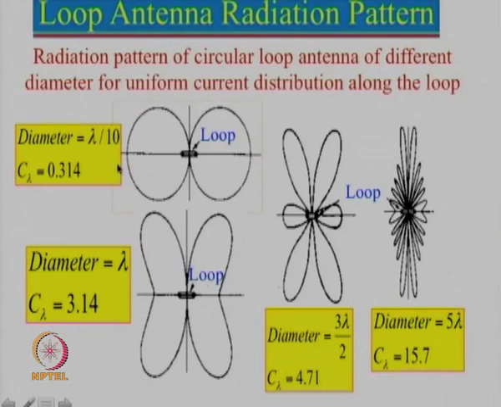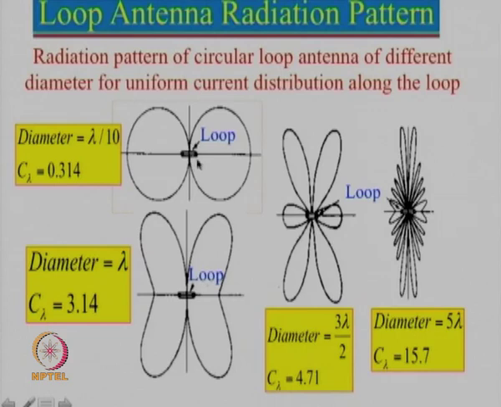Let us first look at the radiation pattern of the loop antenna. Here we have taken a diameter of lambda by 10. So the circumference will be equal to pi times d, and C lambda is nothing but C divided by lambda. That will be 0.314, which is nothing but pi divided by 10, that is the value here.